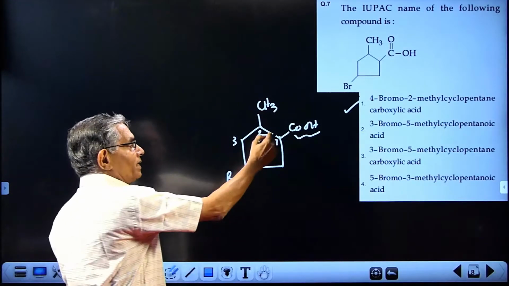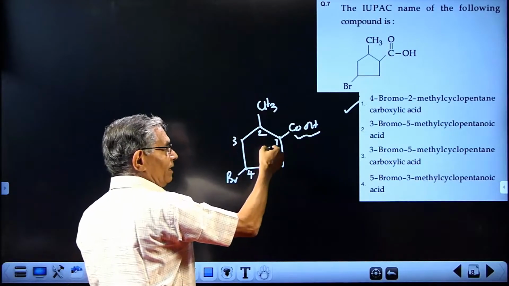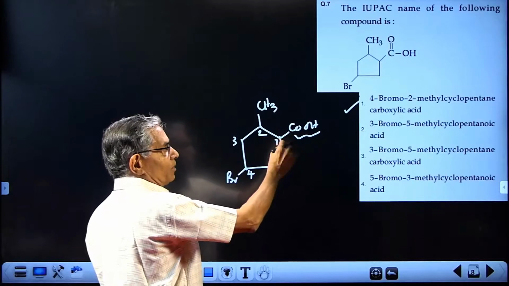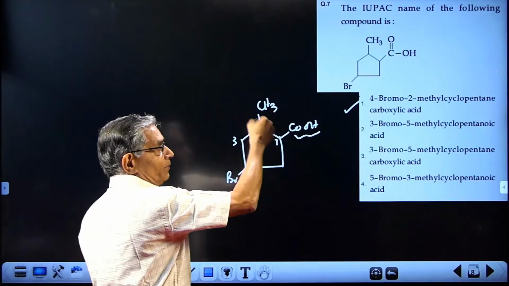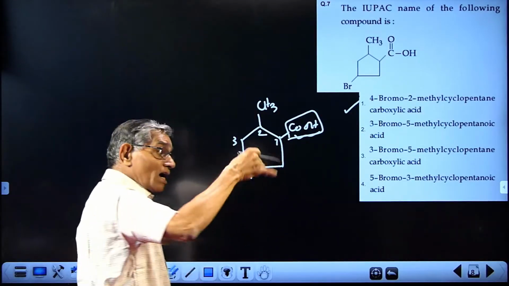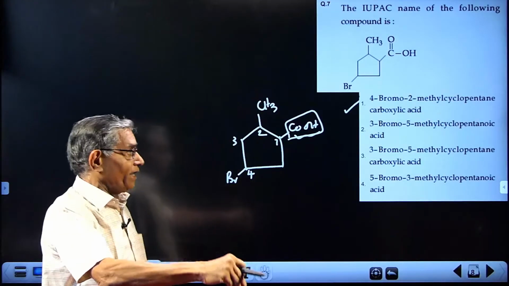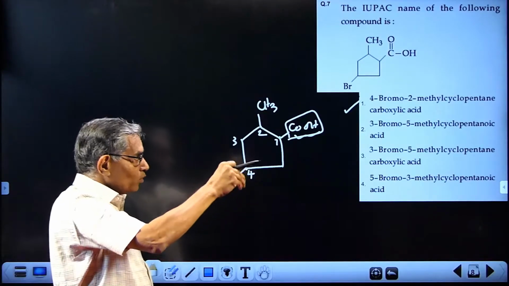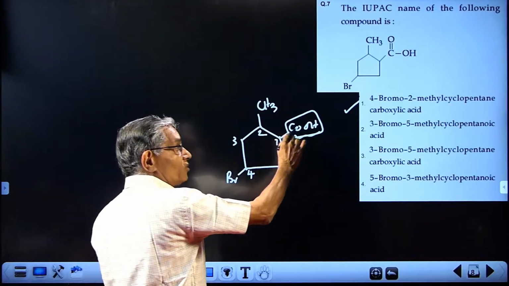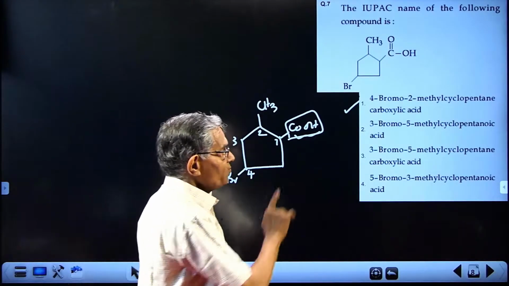You cannot name it cyclopentanoic acid. That is not possible because this carbon is not a part of the main chain. It is separated there. So the name must be given in such a way that the carbon is also included in the name. This carbon has not come in the numbering, so its name is carboxylic acid. The answer is 1.